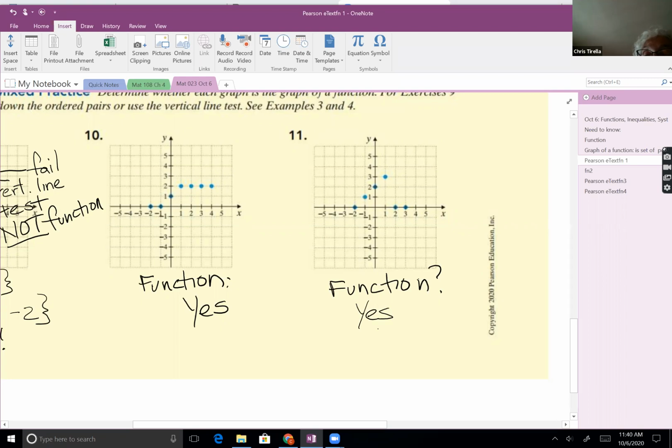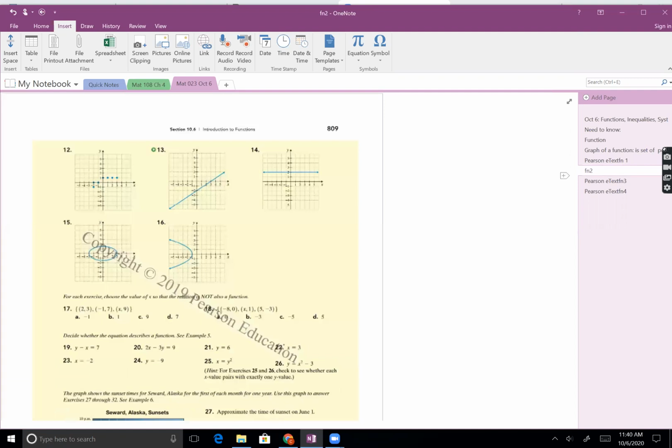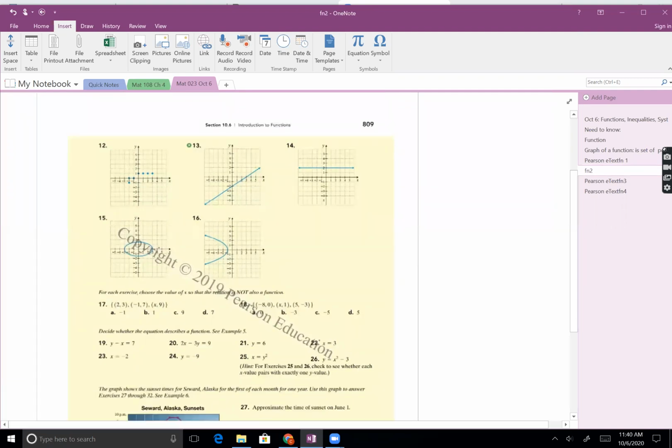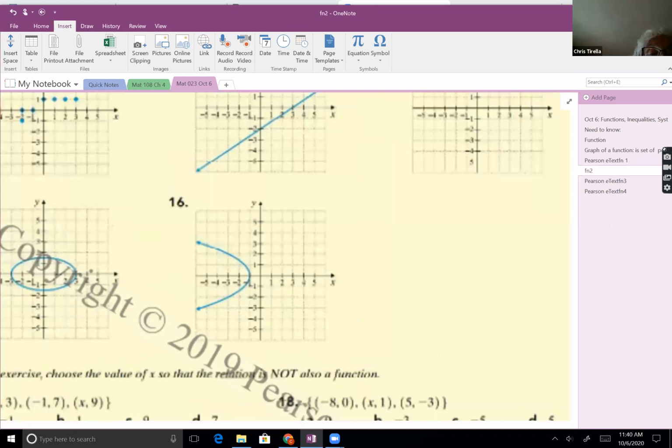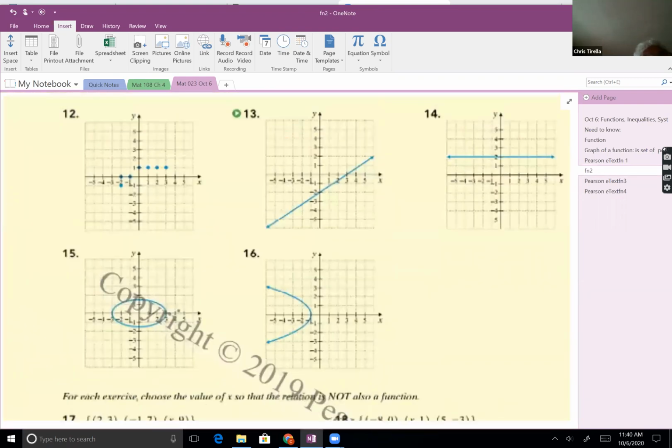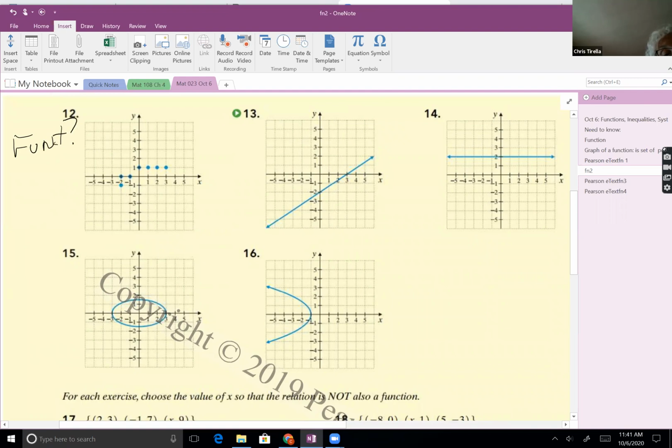Can I go to the next page? Yes. So now let's look at, oops, I'll make them a little bit bigger. Let's look at these examples. Over here, if I look at number 12, is it a function? I think if I draw a line over here at x equals -2, do you see how the answer would be no, it fails.